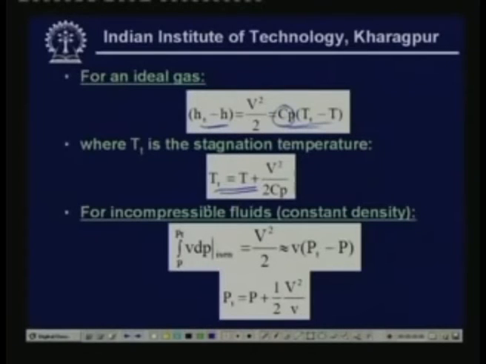Okay. And for incompressible fluids, that means fluids whose density remains almost constant, you know that for the integral VdP along the isentropic process, V is the specific volume which is almost constant. So, you can write integral VdP as V into Pt minus P, where Pt is the stagnation pressure and P is the static pressure. This is equal to V square by 2. So, from this equation you can get an expression for the stagnation pressure in terms of the static pressure P, velocity V, and the specific volume small v. Okay. So, this is how you can find out the stagnation properties, right, and as I said, the stagnation properties become important when the velocities are very high. Okay.